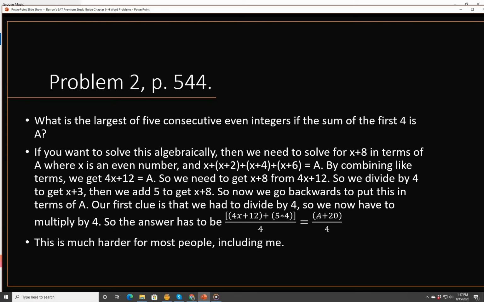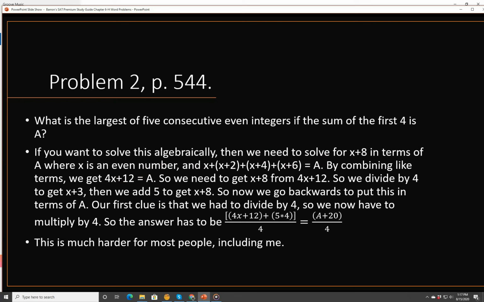You want to solve for x plus 8, that's the biggest even number, in terms of A, where x is an even number, and x plus x plus 2 plus x plus 4 plus x plus 6, the first 4 even numbers, equals A. So by combining like terms, we get 4x plus 12 equals A. So we need to get x plus 8 from 4x plus 12.